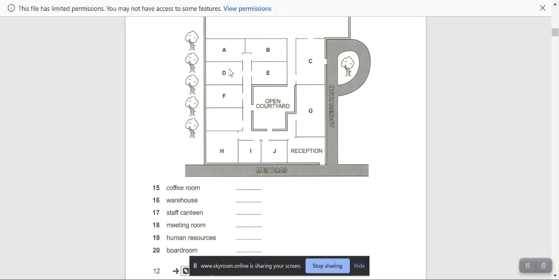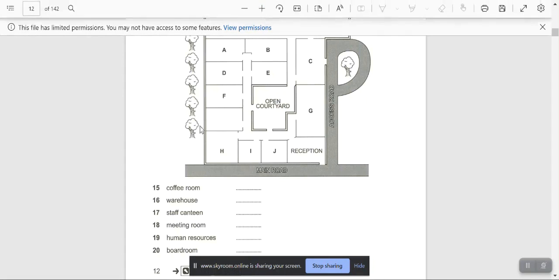Then you'll need to know where some of the offices are. The Human Resources Department is at the front of this building, so you head to the left along the corridor from reception, and it's the second room you come to. It looks out onto the main road.